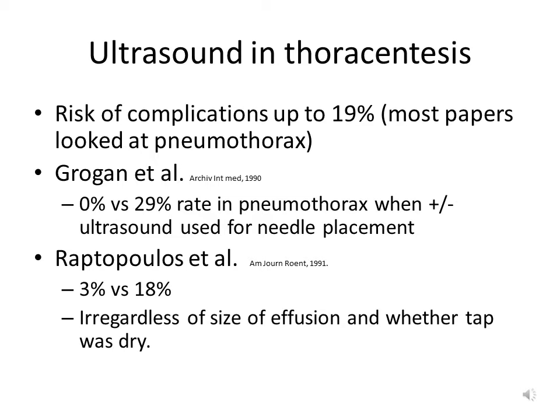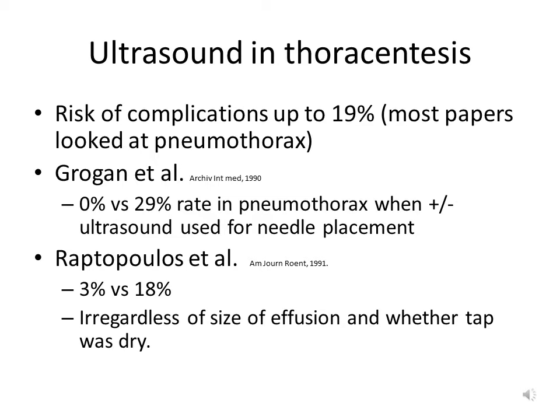So the major complication that most papers look at is pneumothorax, and the risk of complications is anywhere from up to 19 to 29%. If we look at a couple of the earlier papers by Grogan and Reptopoulos, we'll see that actually ultrasound was shown to decrease the rate of pneumothorax. The reason why I think these two articles are interesting, they were both done in the same facility. They were both done at UMass Worcester and done around the same period of time.